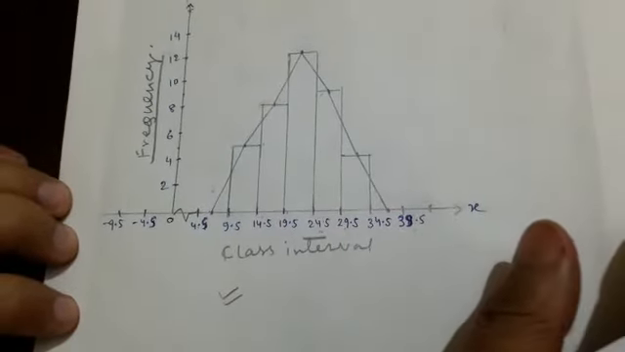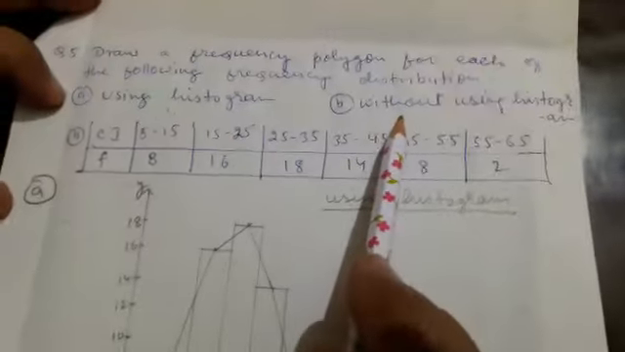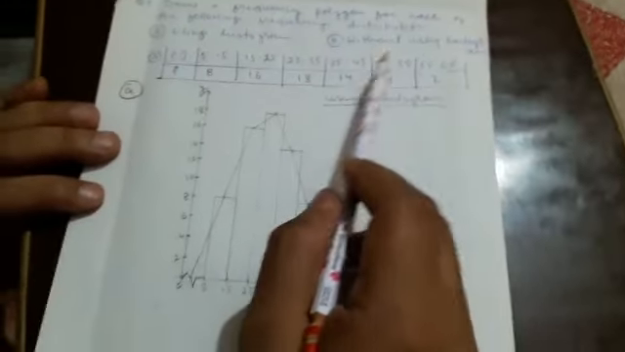Now students, we will see question number 5 here. Let us see. Draw a frequency polygon for each of the following frequency distributions, first using histogram and second without histogram. Class intervals are given like this: 5 to 15, 15 to 25, 25 to 35, 35 to 45, 45 to 55 and 55 to 65. And frequencies are given 8, 16, 18, 14, 8 and 2.